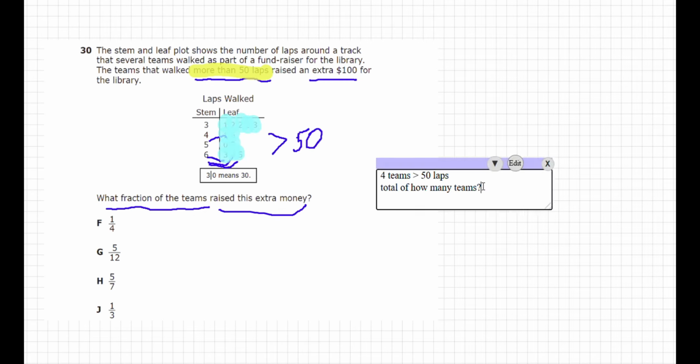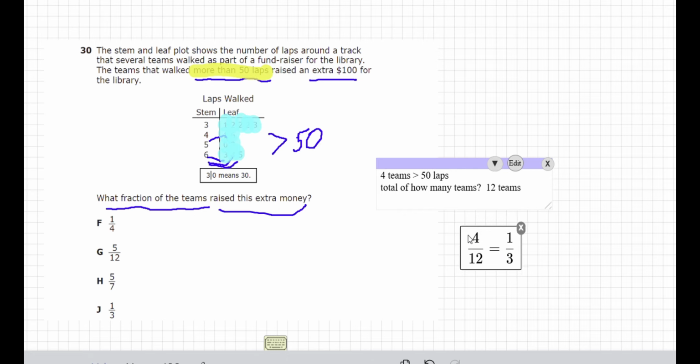How many teams do we have from the stem and leaf plot? We have 12 teams total. To find what fraction of the teams raised this extra money, 4 teams divided by 12 teams, which is simplified as 1/3. Therefore, J is the correct answer.